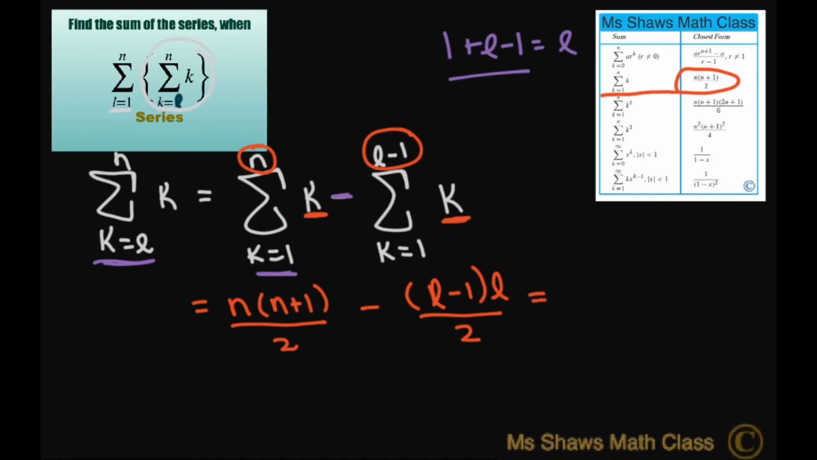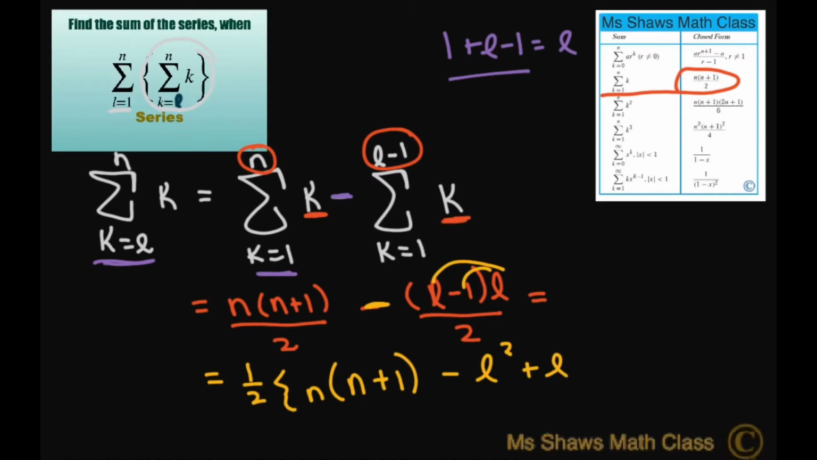Now, simplifying this, I'm going to pull out the 1/2. So this is going to equal 1/2 times n times n plus 1, and then minus, and for this I'm going to distribute the negative. So this is going to be minus l squared plus l. All right, now let's go back to our original problem. So we know what this equals.